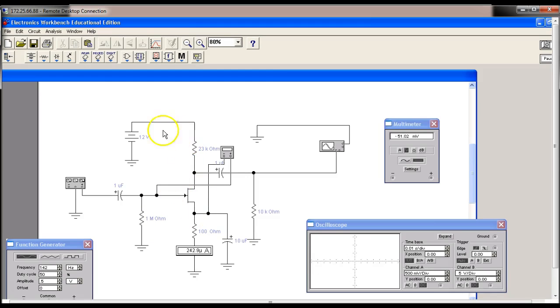And notice it's pretty much well over on this side. The common source is very similar to the common emitter. The big difference is over here, we're not required to put that voltage divider in the circuit. So this is a common source.